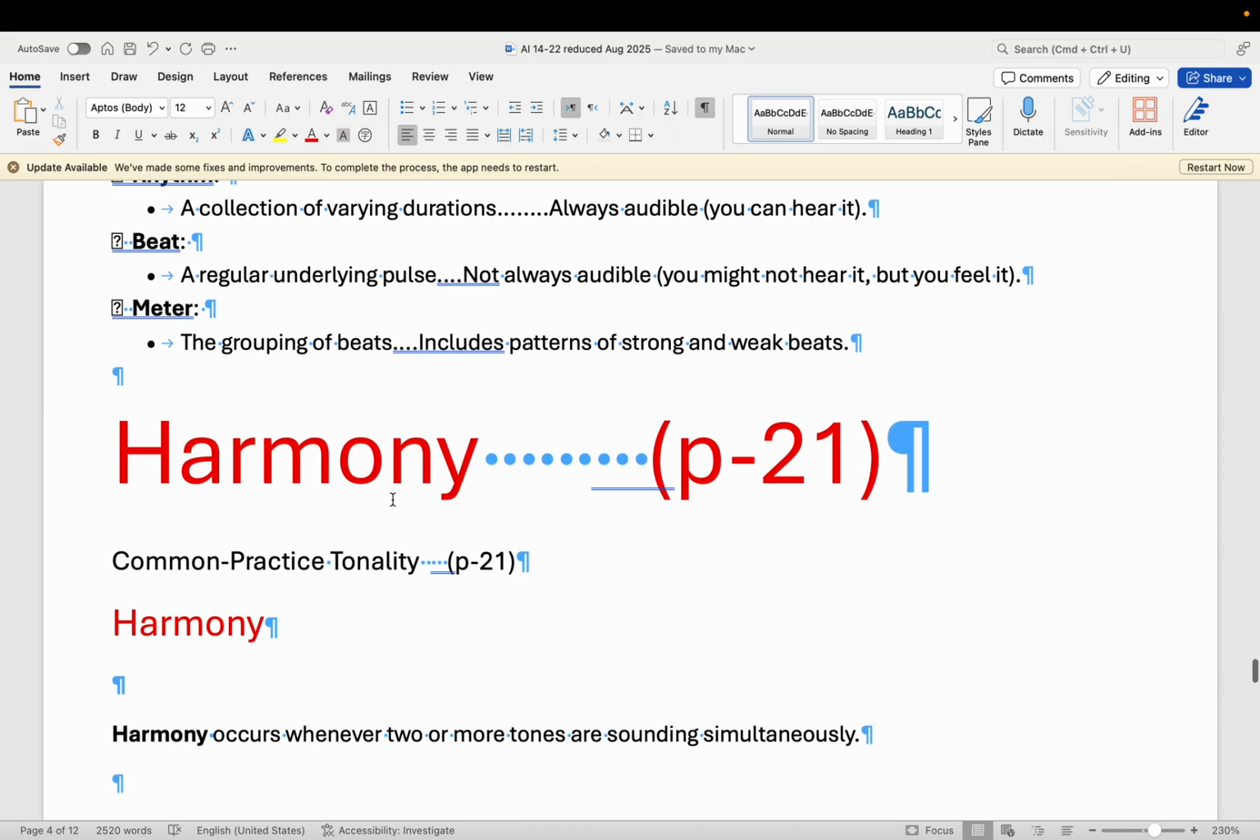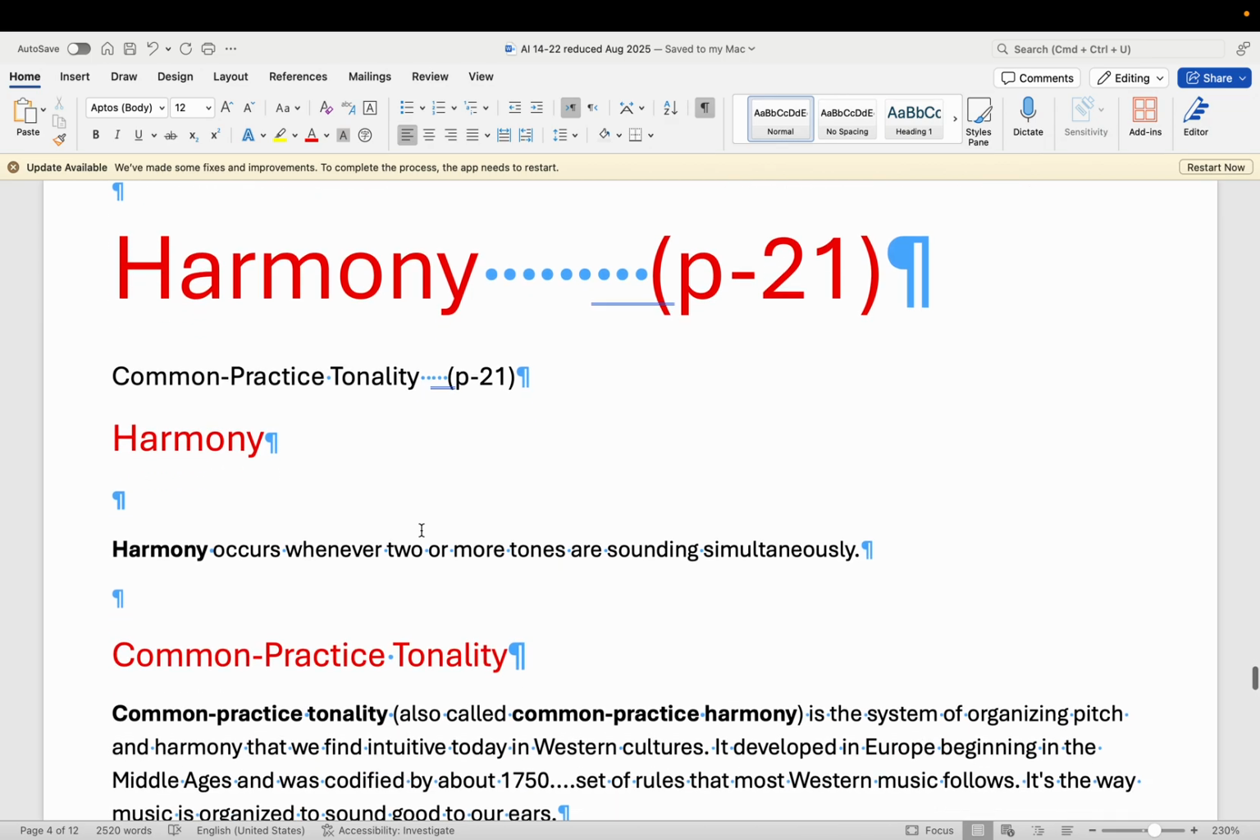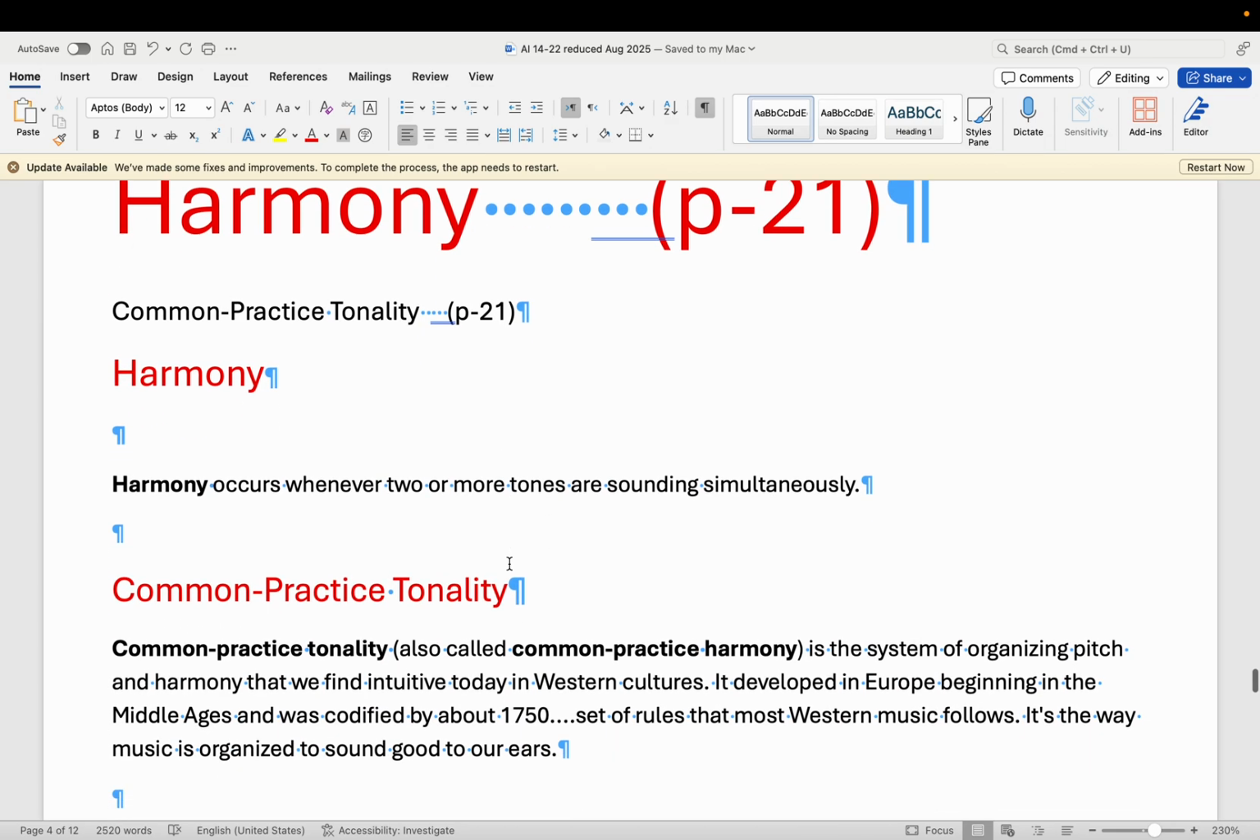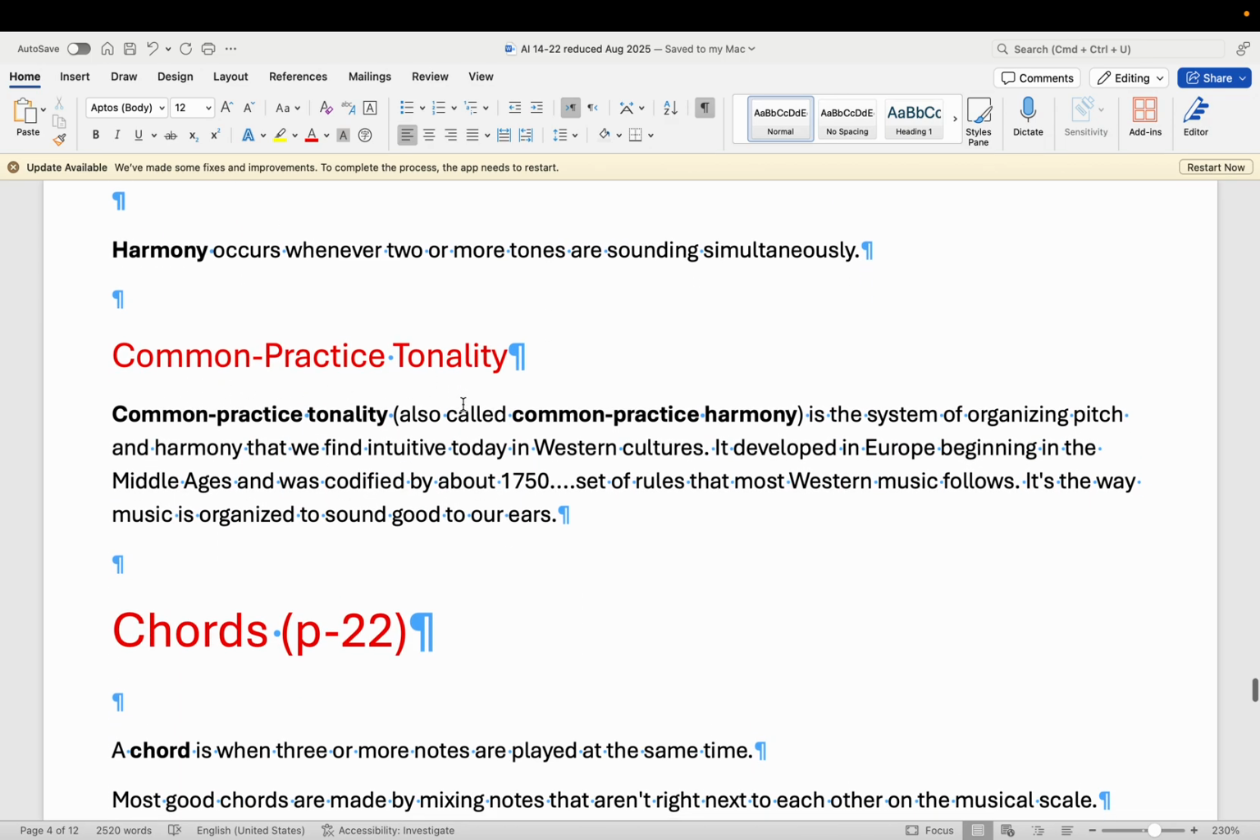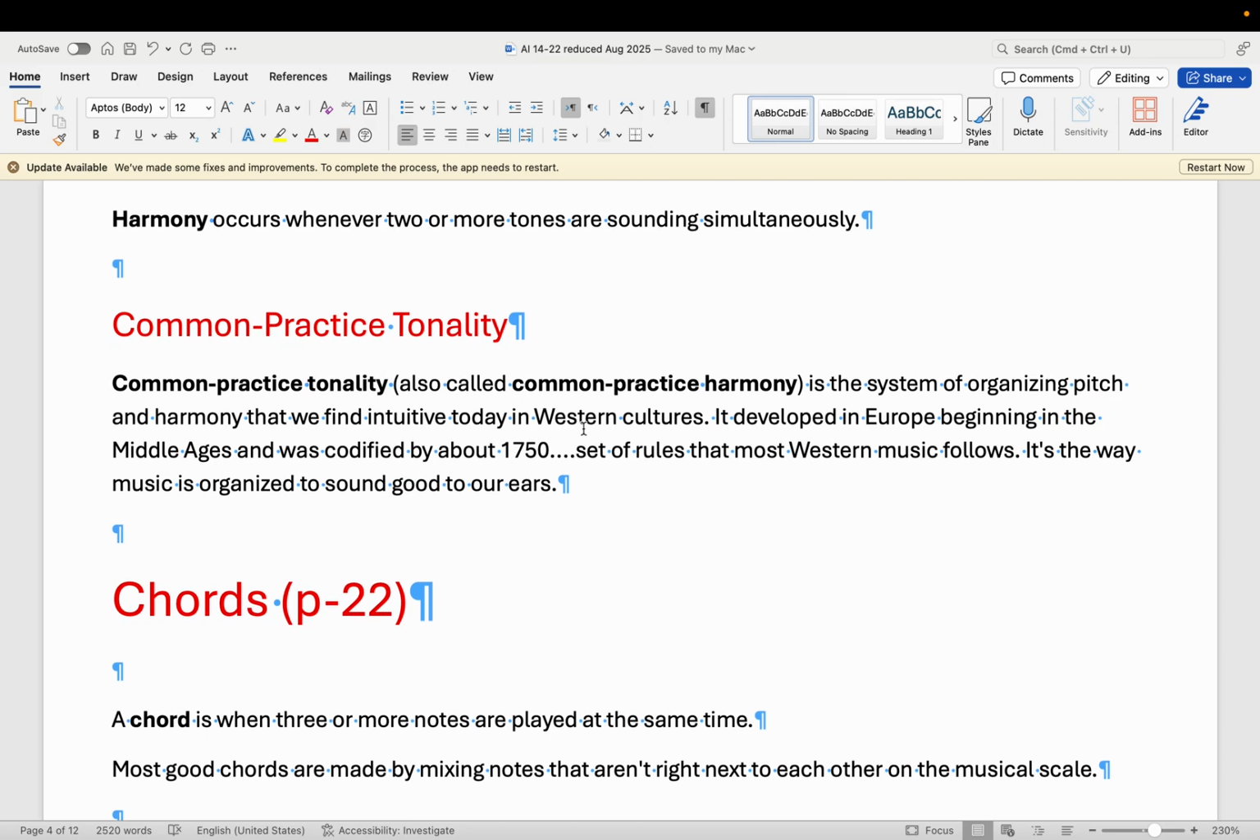Okay, then we're going to go to the next final huge component, harmony. And harmony is when it sounds nice. And then common practice tonality is that's our Western music since 1750 has a certain harmony. It sounds nice. It's just our style of music.